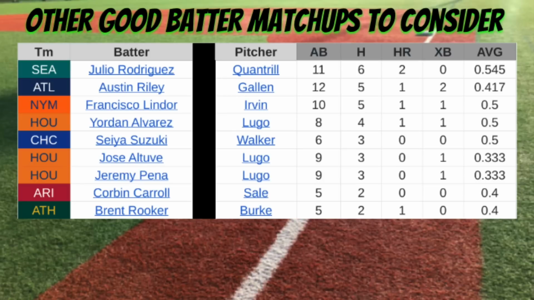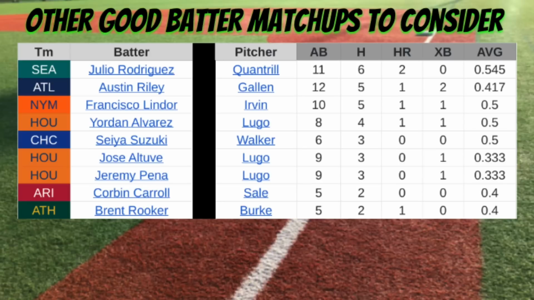All right, and here are the other good batter matchups to consider. We got a bunch of them here. These are batter versus pitcher, where the batter has at least a .300 or higher batting average against them. And also the batter has to be currently hot right now, good hitting streak going. So first one up, Julio Rodriguez versus Cal Quantrill. Look at this one, 11 at-bats, 6 hits, 2 home runs, a .545 batting average. Rodriguez has at least recorded a hit in 6 of 7 games.